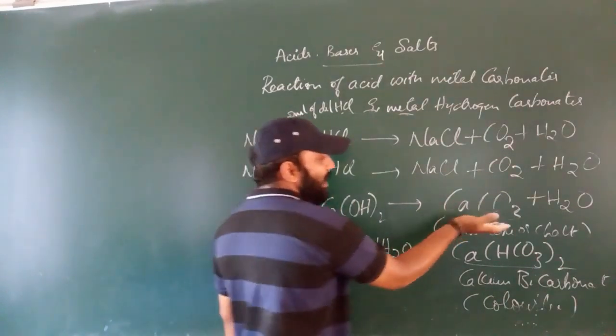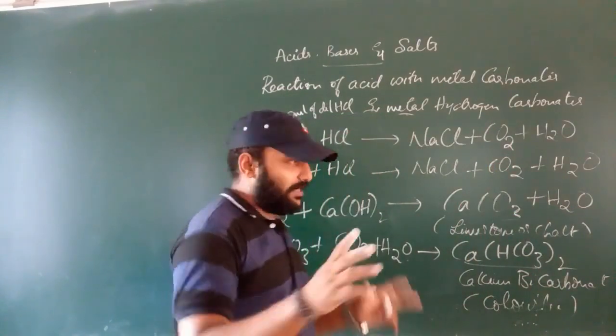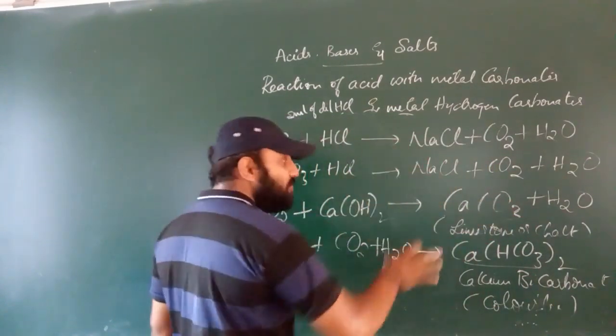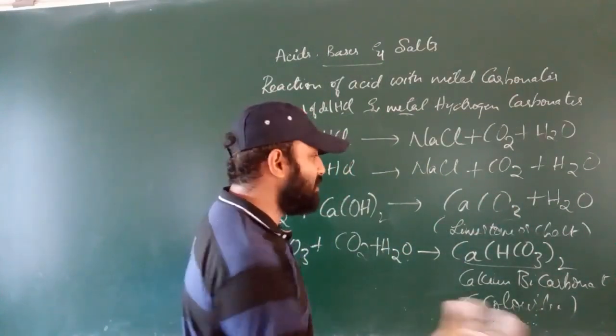What will we get? We will get a milky white precipitate, which is called what? Calcium carbonate, nothing but limestone. Here, if we react, it is an insoluble substance. A milky white precipitate will be present inside the test tube.